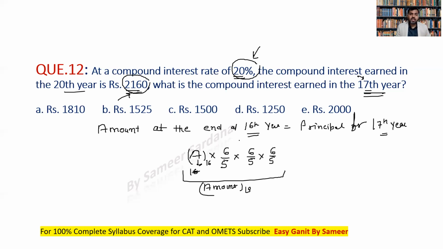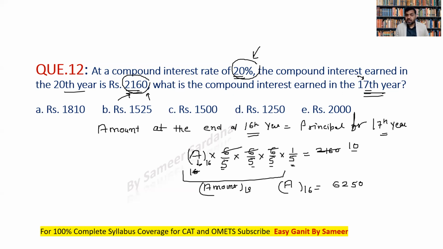Now, my 20th year interest will be calculated on the amount at the end of the 19th year. So this will act as the principal for the 20th year interest. Can I say 1 by 5 of this will give me the interest of 2160? Now 6 into 6 into 6 is 216, calculated on 10. So can you see that the amount at the end of the 16th year will be 5 into 5, 25, 25 into 5, 125, into 5, that is 625 multiplied by 10. So the amount at the end of the 16th year is 6250.